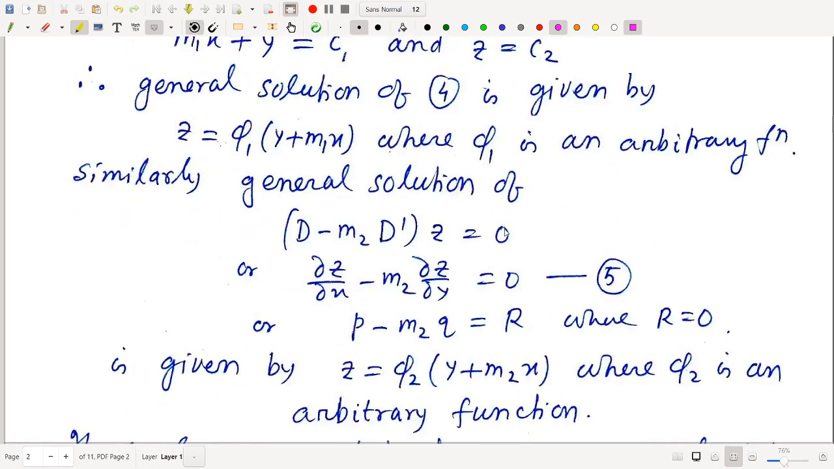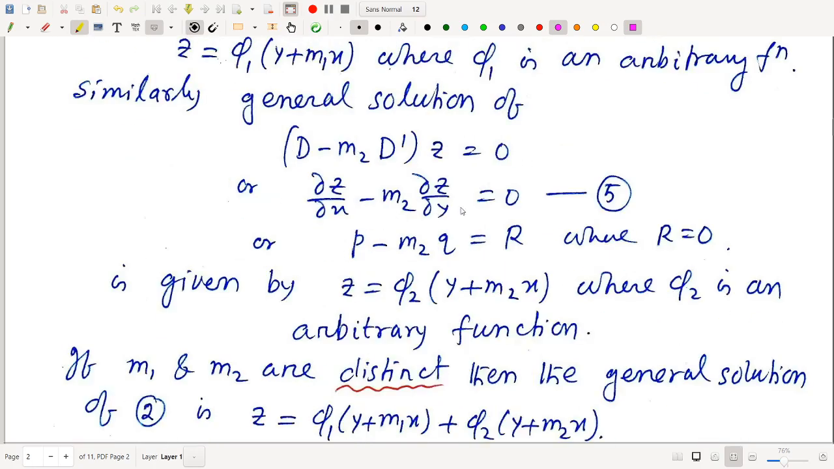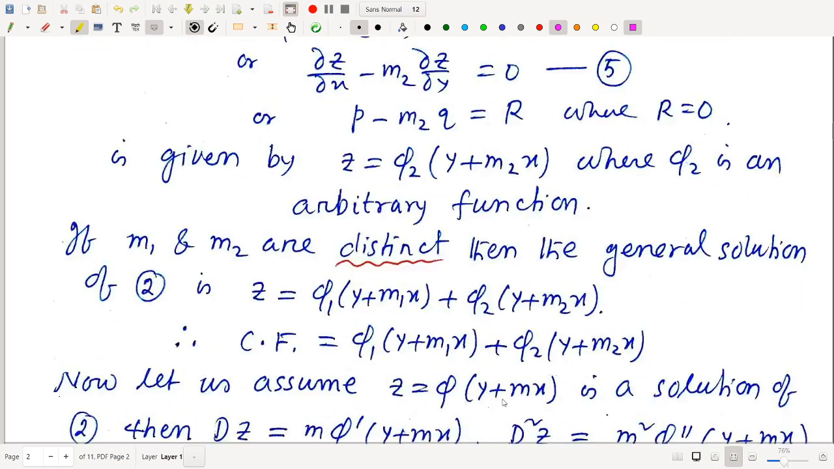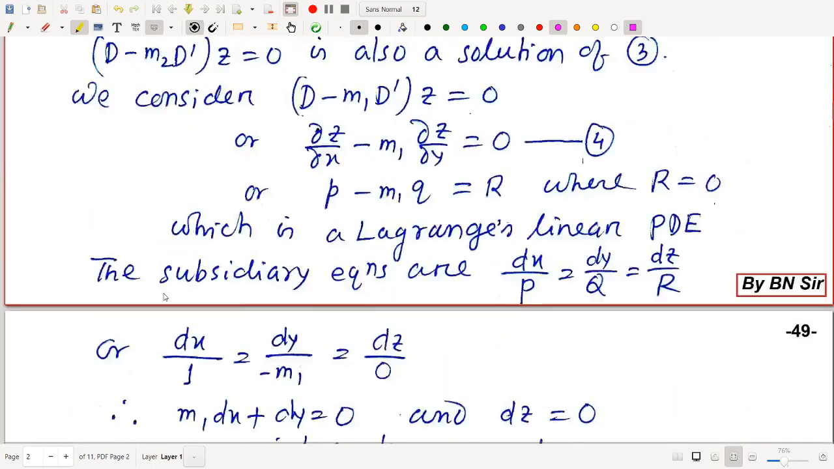Similarly, the general solution of (D − m2 D')z = 0, that is ∂z/∂x − m2 ∂z/∂y = 0, that is p − m2 q = 0, is given by exactly similar form; we shall write z = φ2(y + m2x), where φ2 is an arbitrary function. If m1 and m2 are distinct, then the general solution of differential equation number 2 follows.